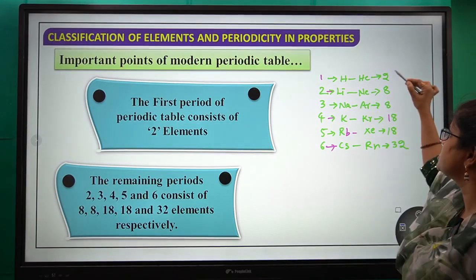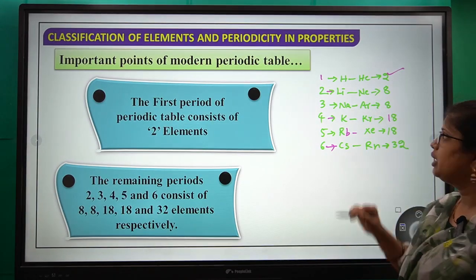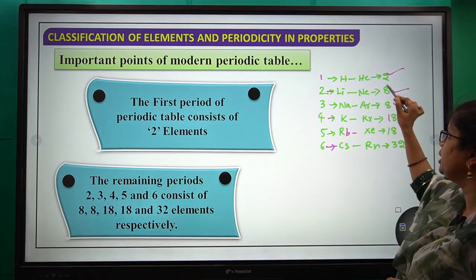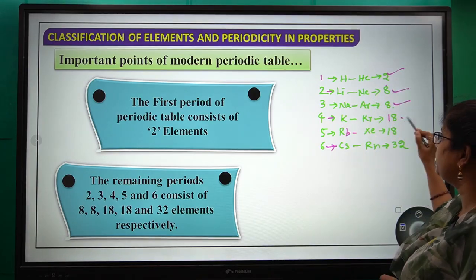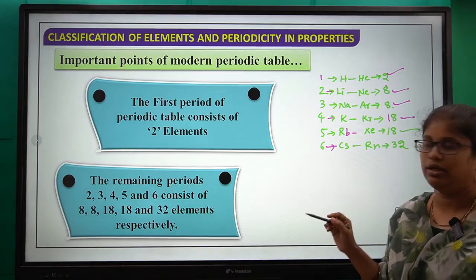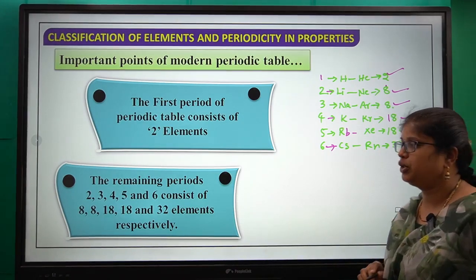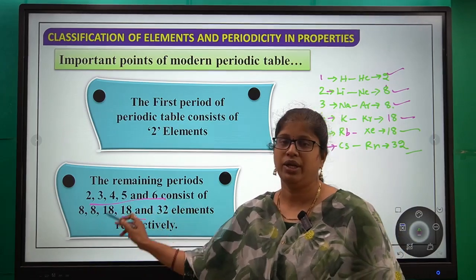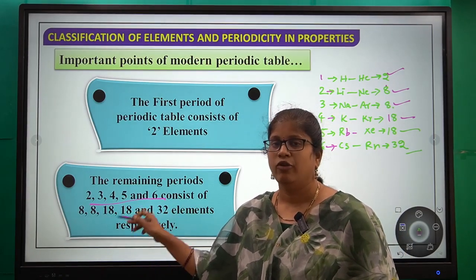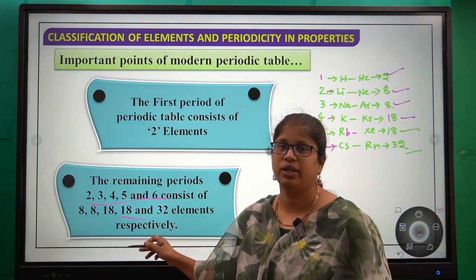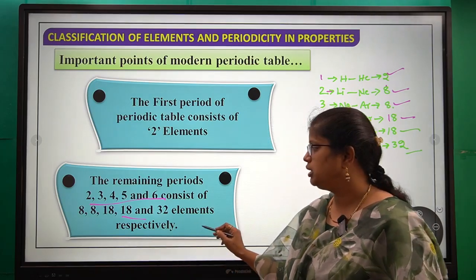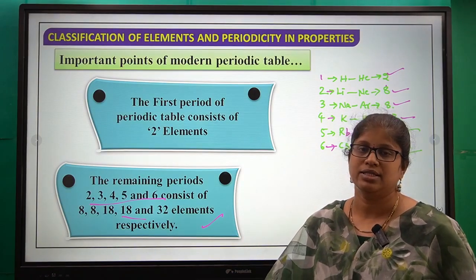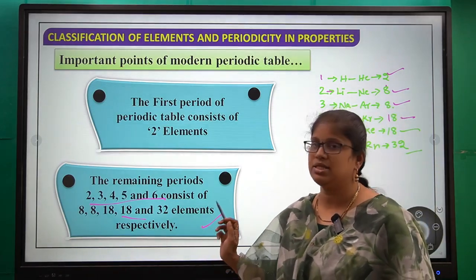Second period consists how many elements? First period, 2. Second period, 8. Third period is also 8. Next, fourth period 18, fifth period 18, sixth period 32. Okay, so here 2, 3, 4, 5, 6: second period 8, third period 8, fourth period 18, fifth period 18, and sixth period 32 elements are present in that. So they consist of different numbers of elements respectively.